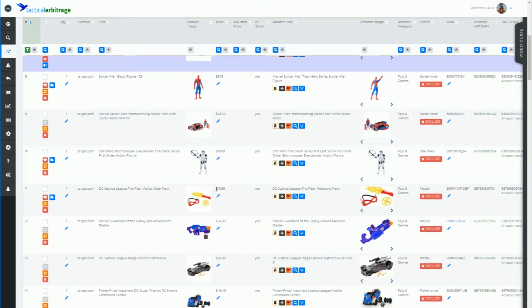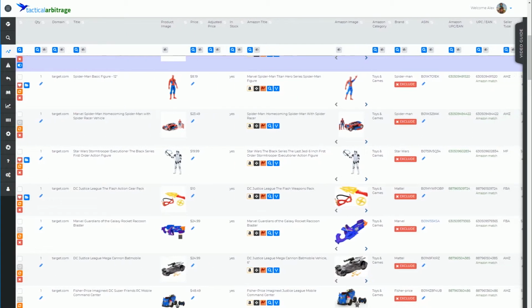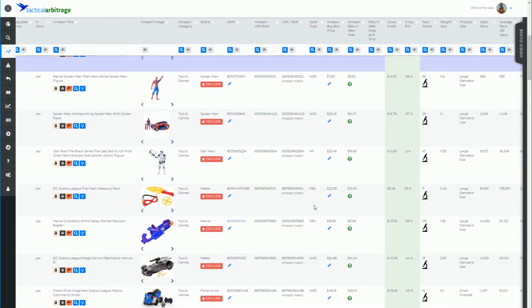So it's a buy price at the moment of $10.99. So whether it's a wholesaler who's given you a discount, or maybe this particular store is having a 10% off sale right now and you wanted to adjust the price based on that, we're going to adjust that to $10 and see what that does to our return on investment. So it's $10 over here now. Our Amazon buy box is $22.08, $15.49 after fees. That gives us $5.49 profit, or we're now looking at a 55% gross ROI.